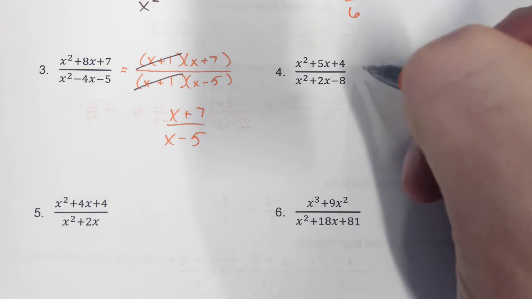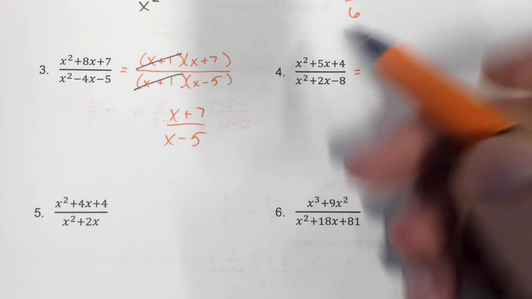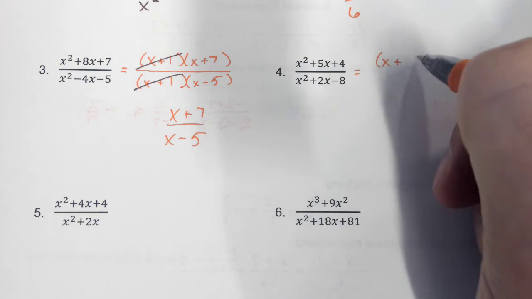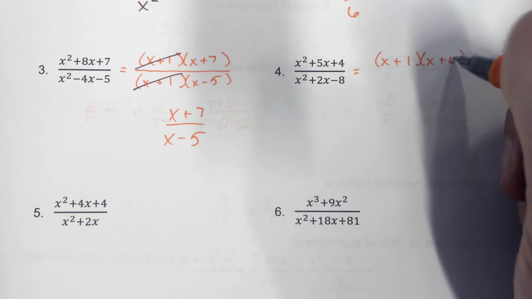Number 4 is very similar. We can go straight into the factoring. My third sign is positive, so I adopt the sign of the second for both of my parentheses, x plus, x plus. Factors of 4 that add to 5 are 1 times 4.